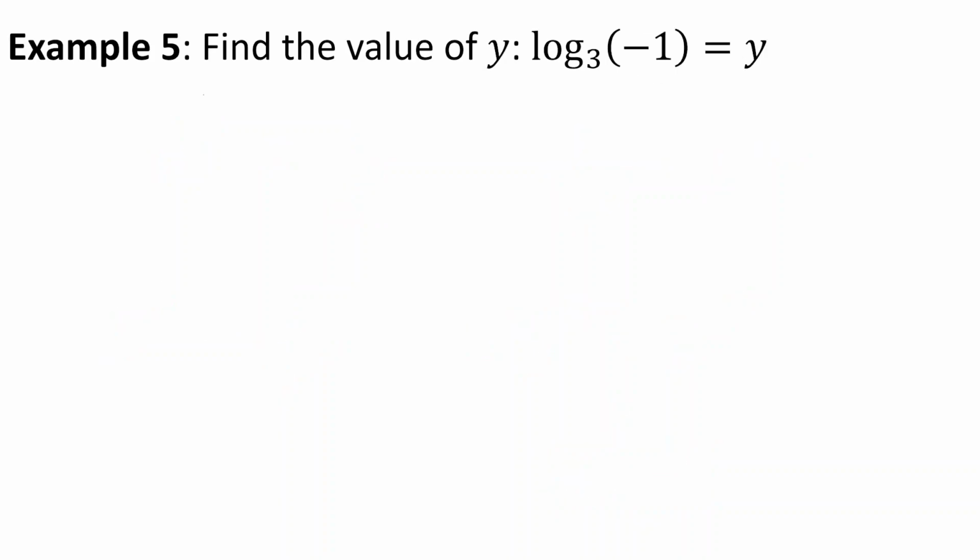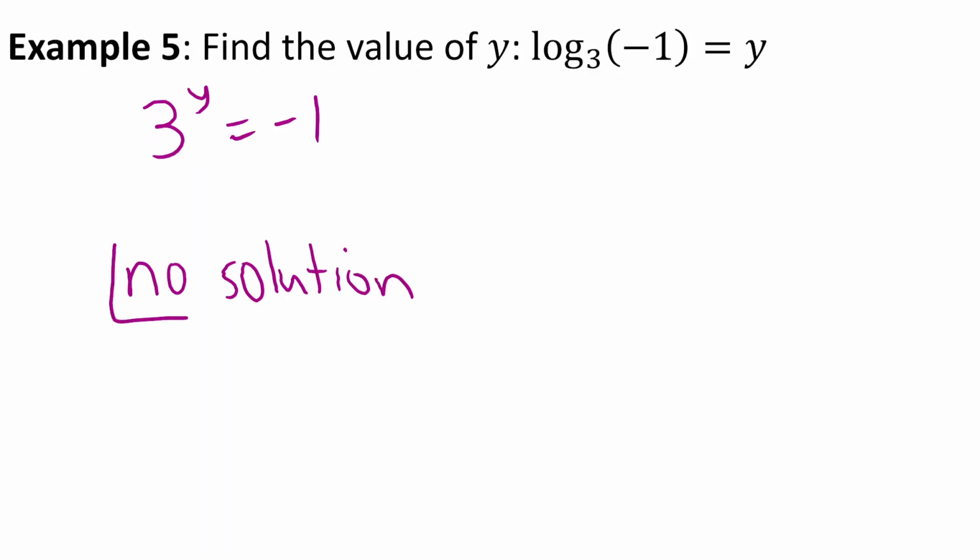And in the last one, we have log base 3 of -1 is equal to y. This time we're solving for the y variable. First, putting it in exponential form, 3 to the y equals negative 1. However, if you think about it, there's no value of y that if it's 3 to that power would give you negative 1, so automatically this is no solution.